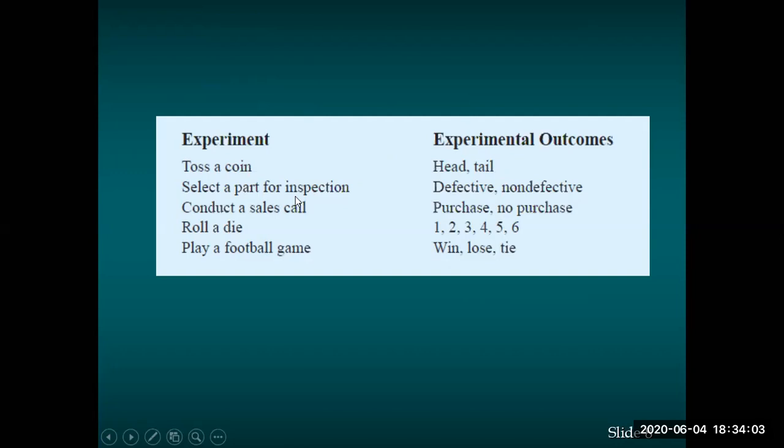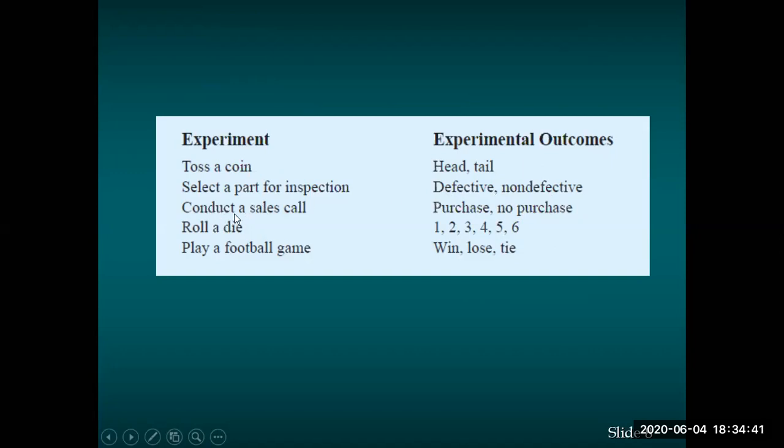Similarly, if you're selecting a part for inspection, if you are in your production house and you're in the store where the product was randomly put, you select a part for inspection. You don't know whether that is defective or not defective. So there are two outcomes possible again. It depends on the historical data, maybe the chances are different, but if you're looking at only the two possible outcomes, the chance of defective may be 0.5.